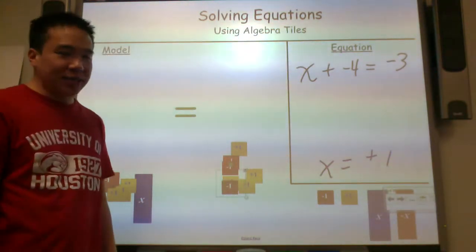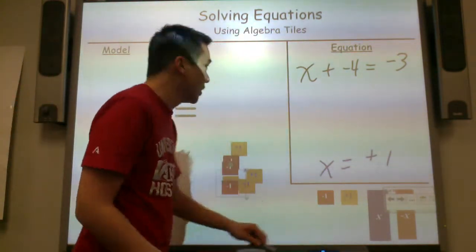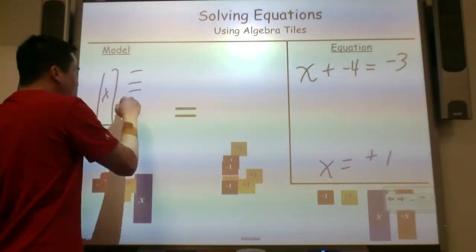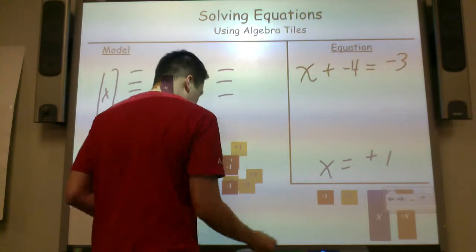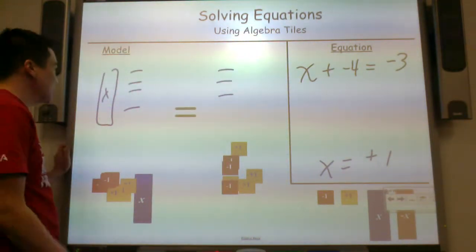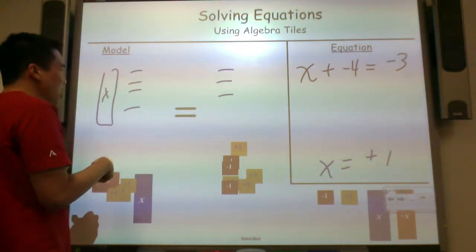Does it really work? What if you don't have algebra tiles at home? Could you do this with drawing? Yes, you can. So we have x. We have 4 negatives. We have 3 negatives on the other side. Mr. X wants to be by himself, so how can I isolate him by himself? I need to get rid of what's the inverse of 4 negatives?